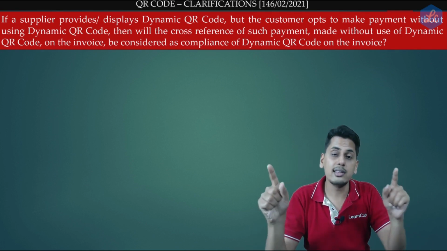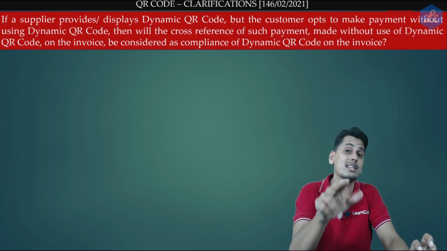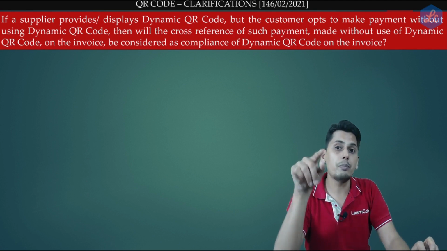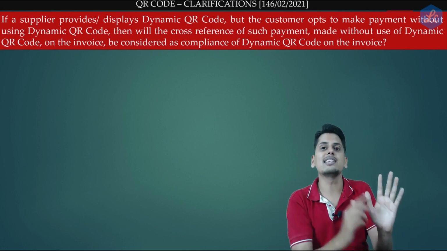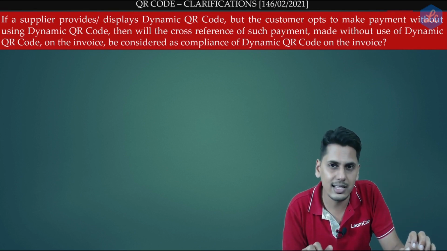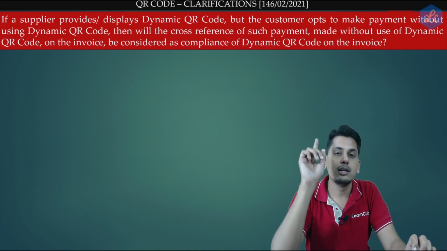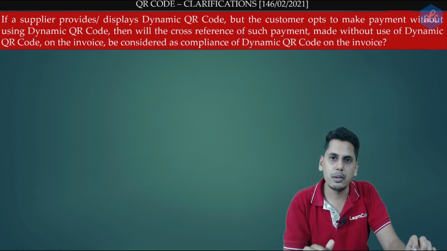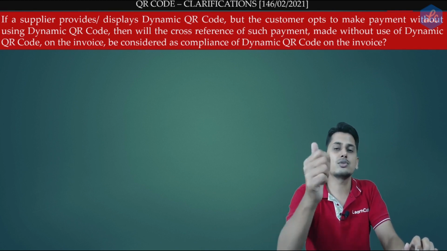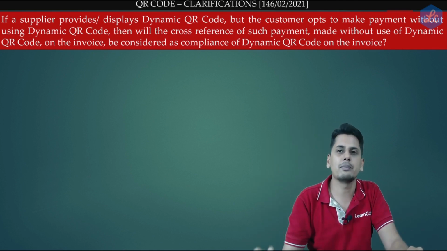Now friends, this also is a prepaid invoice. How is it being prepaid? It is not being paid using the digitally displayed dynamic QR code. Even though the dynamic QR code has been digitally displayed, the buyer still chooses to make a cash payment, or he still chooses just to scan the QR code which is pasted on the wall, which is not a dynamic QR code, and he makes the payment.